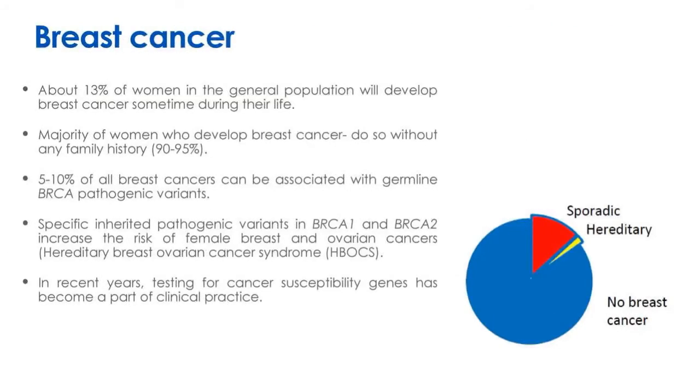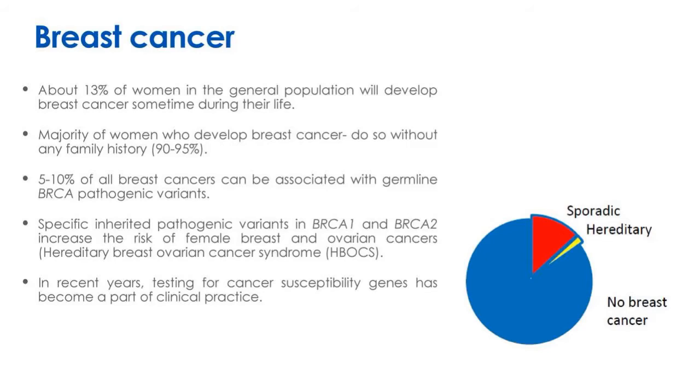So let's have a closer look at breast cancer. We know that the average woman out there has a risk of about 13% to develop breast cancer sometime during her lifetime. But we also know that the majority of these women who develop breast cancer do so without any family history. And it's quite interesting when we do genetic counseling, sitting with our patients, they are quite surprised when we mention these figures to them, because they only know their family who is riddled with breast cancer.